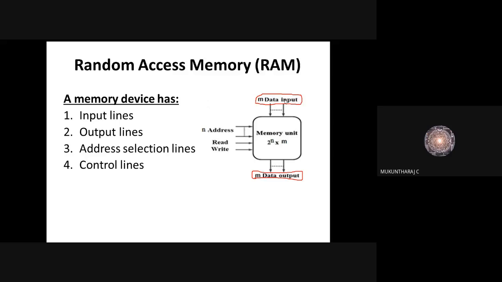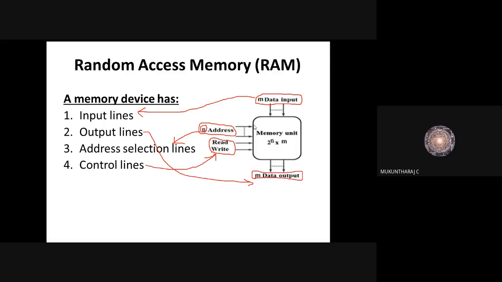Along with these input and output lines, we have address lines, that is n number of address lines. Here n represents the number of locations. Based on this letter n, you can define the size or capacity of the memory. Then these two lines, read and write, are control lines. This is the address line, this is the control line, this is your input line, and here is the output line.